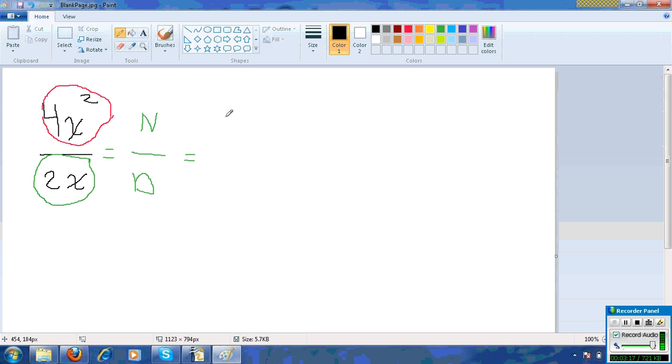And I see 4 in the top and 2 in the bottom. Well, I know that 4 can be divided by 2 times, or that 4 is nothing more than 2 times 2. So let me write that out. Let me replace 4, which is 2 times 2. And these little dots just mean multiplication. You see that a lot in math subjects such as algebra.